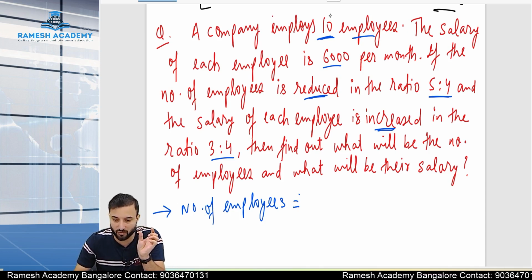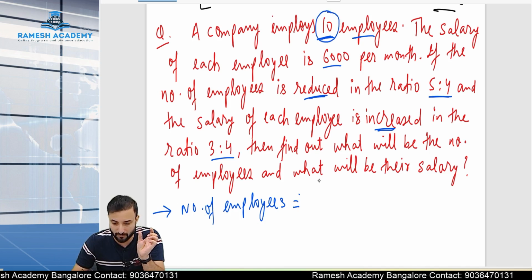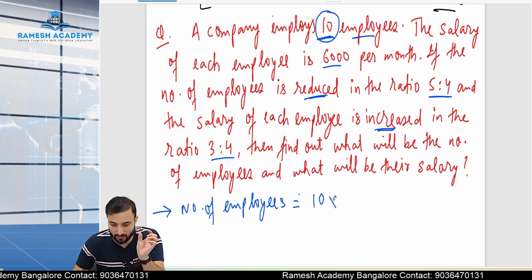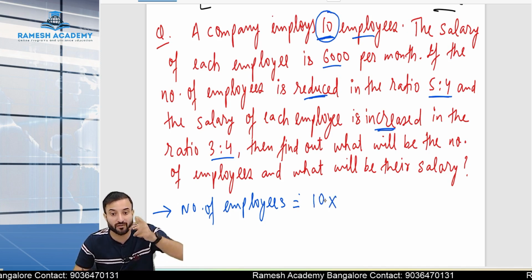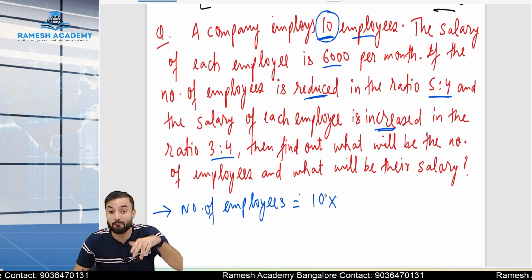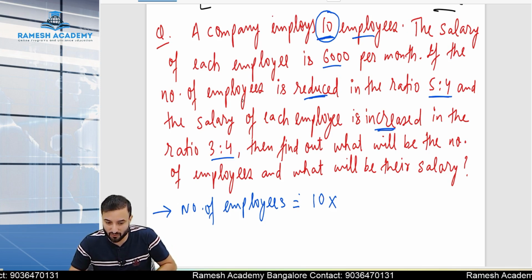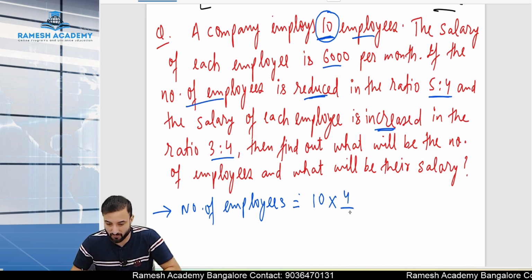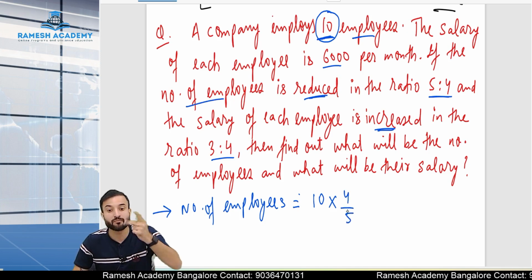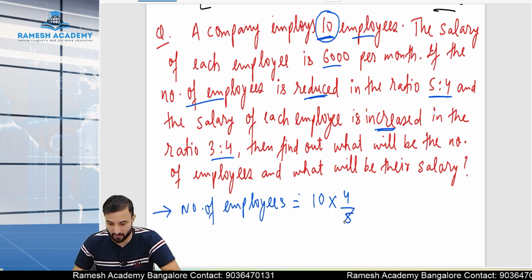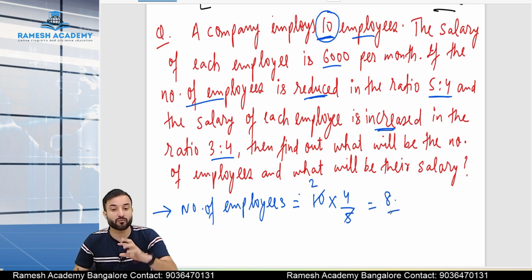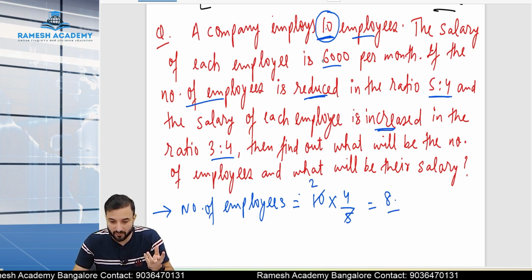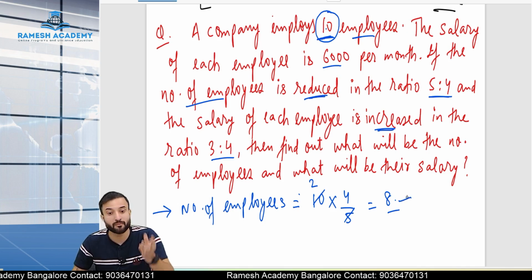The original value was 10, original value 10 into the ratio, we will do reverse, B by A. The ratio of the number of employees is 5:4, so it will become 4 by 5. We will take the opposite, 4 by 5. The 5 goes into 10 twice, 4 times 2 is 8. So the number of employees was 10, then it reduced and it became 8.